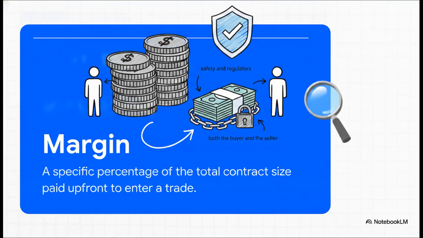Now, if you're sitting there thinking, wait a minute, I don't have 10 lakh rupees just sitting around to buy one contract, don't panic. This brings us directly to the most exciting, dynamic mechanic of the whole futures market: how you actually pay to get into these massive positions. Welcome to the concept of margin. Margin is simply a specific percentage of that total massive contract size that you must pay upfront to enter the trade. It's basically a minimum amount of money that gets blocked in your account.